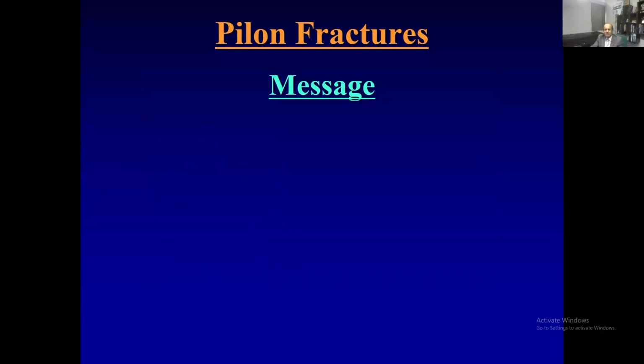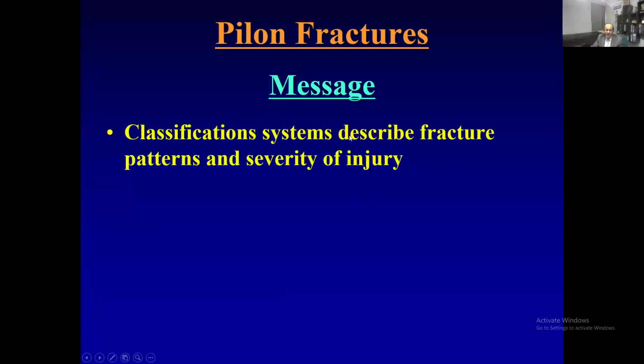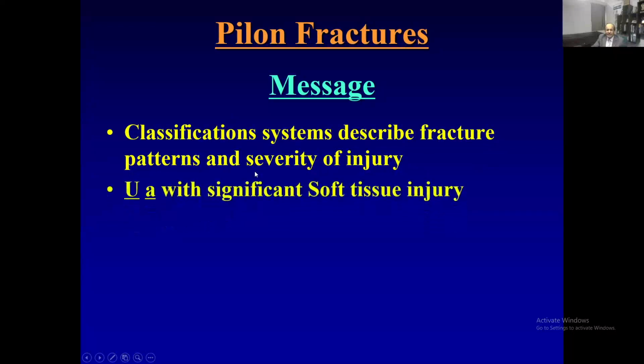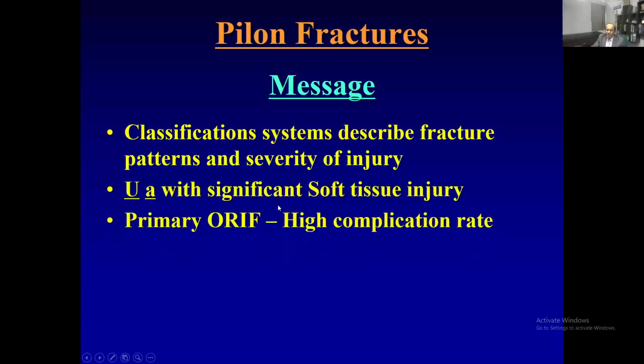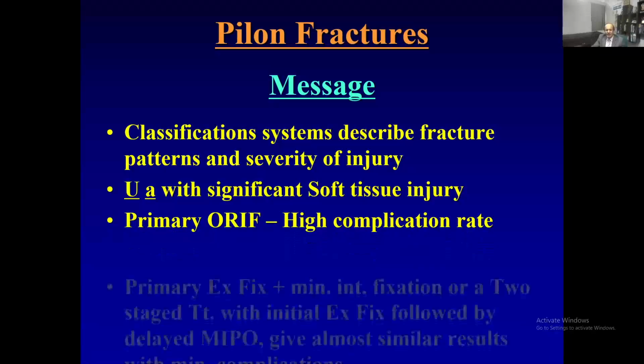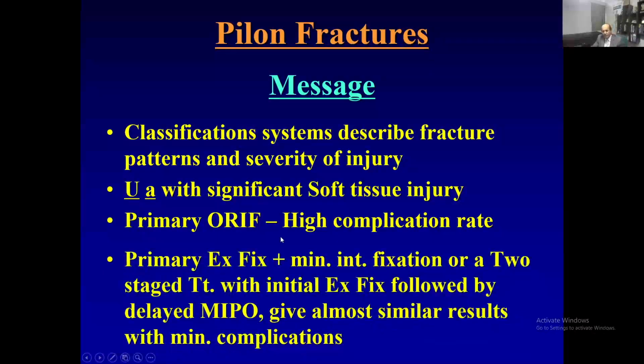So, friends, my message is that pilon fracture classification systems describe fracture patterns and severity of injury. They're usually associated with an element of soft tissue injury. Primary ORIF has been shown to have high complication rates. Primary X-fix with minimal internal fixation, or a two-stage procedure with an initial X-fix followed by a delayed ORIF, have given almost similar results as reported in the literature, and any one of them, depending on the experience of the surgeon and the conditions, can be picked for treating these fractures. These are some of the references, and thank you very much.